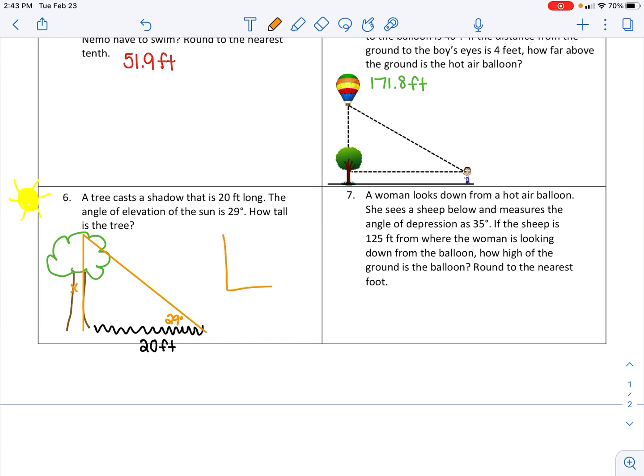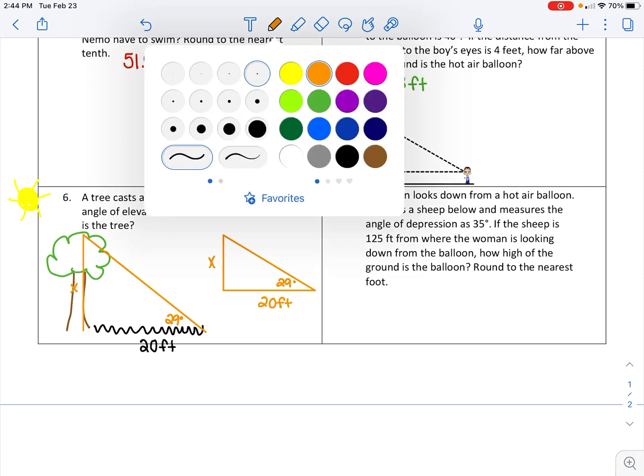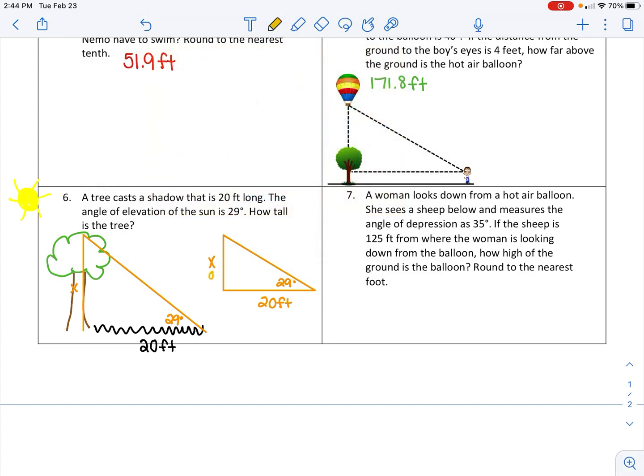So again, I like to pull out my triangle. So we have the height of the tree. We have a 20-foot shadow. And we have a 29-degree angle there at the bottom. So what I'm going to do again is label my sides. I have opposite, and I also have my adjacent side, so we're going to be using tangent again. So we're going to say the tangent of 29 is equal to my opposite over my adjacent.